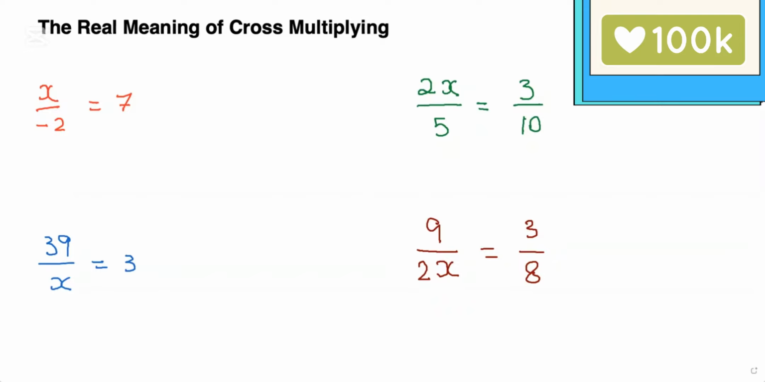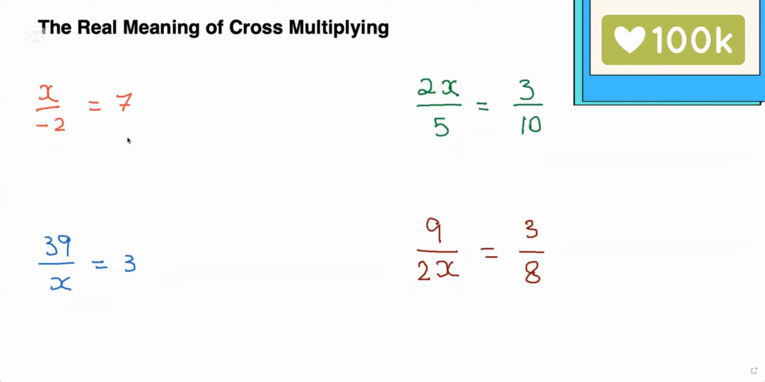When cross multiplying, each denominator moves diagonally across the equal sign, becoming the numerator on the opposite side. And the same for the numerator. It moves diagonally to the other side and it becomes the denominator. So let's start working with these questions to understand what I mean.